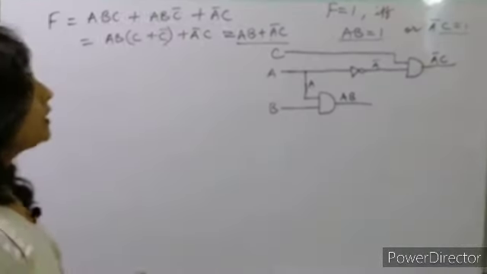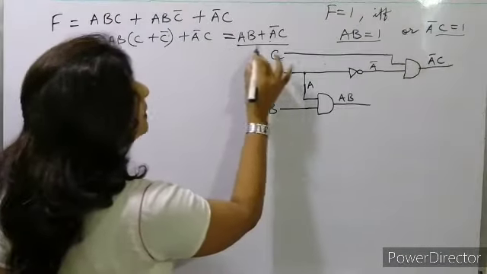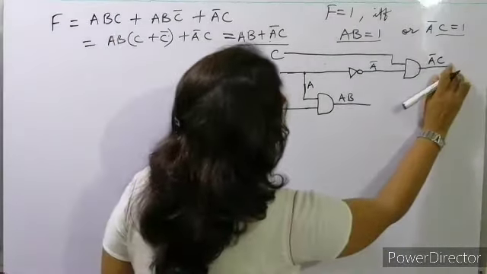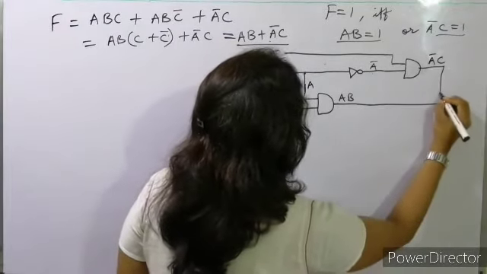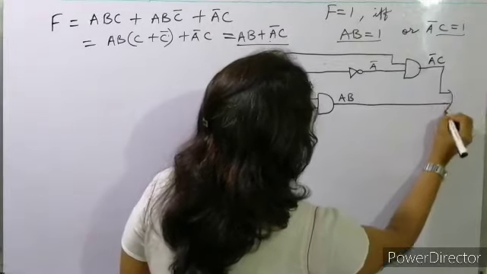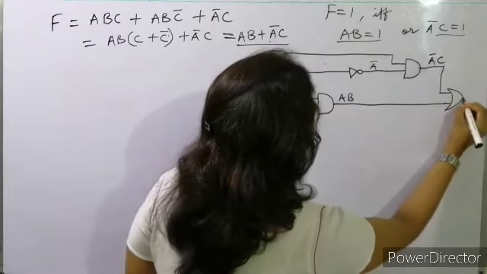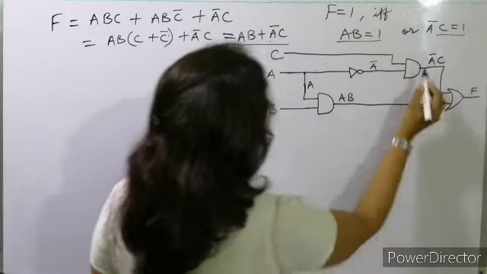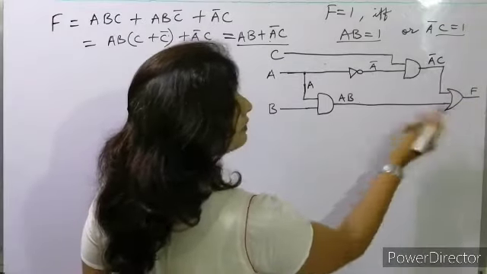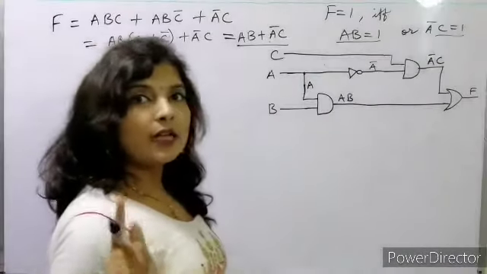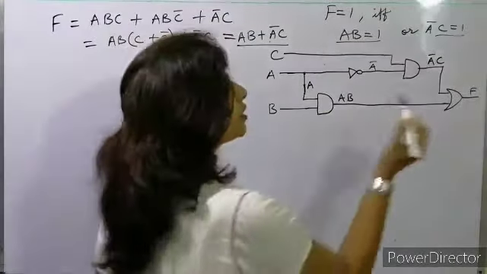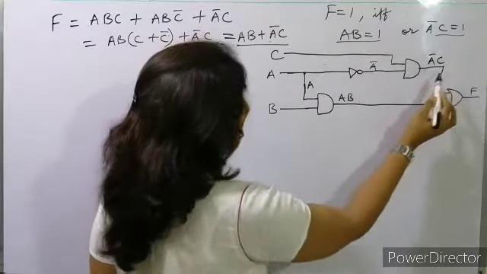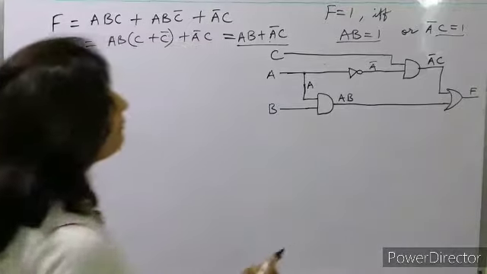ठीक है. Now what we have to do? We have to add AB and this one. Okay. Addition करेंगे तो it will be like this. F. What we are doing? We are applying logical addition. Logical addition मतलब logical OR operator, between A bar C and AB. Okay. तो F. ठीक है.